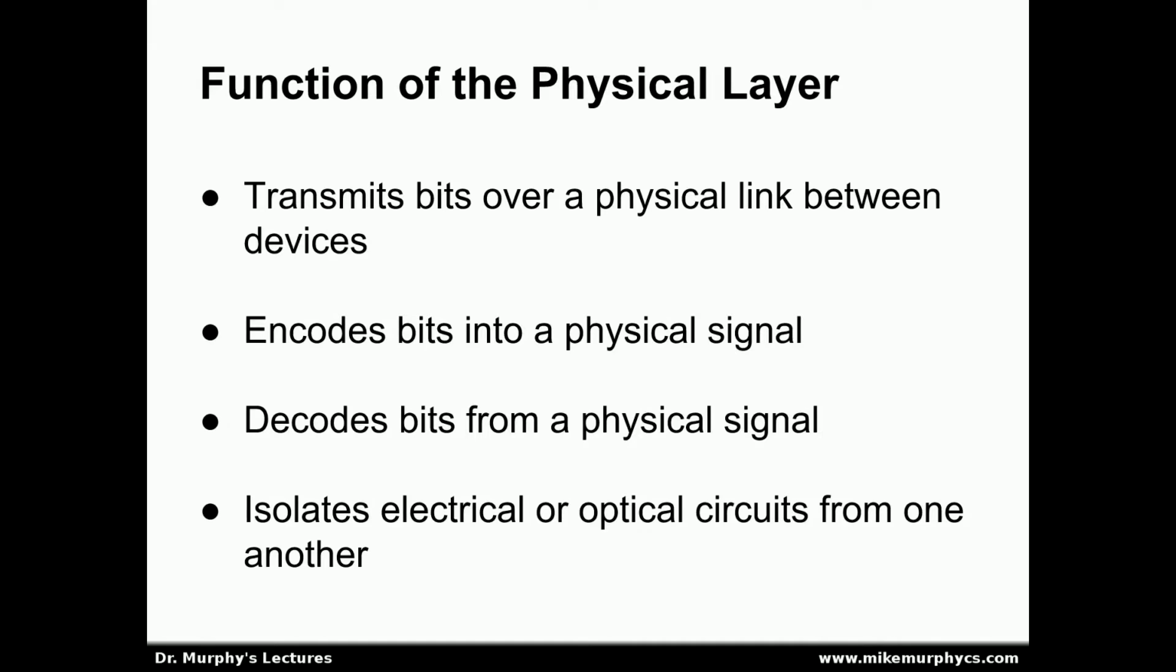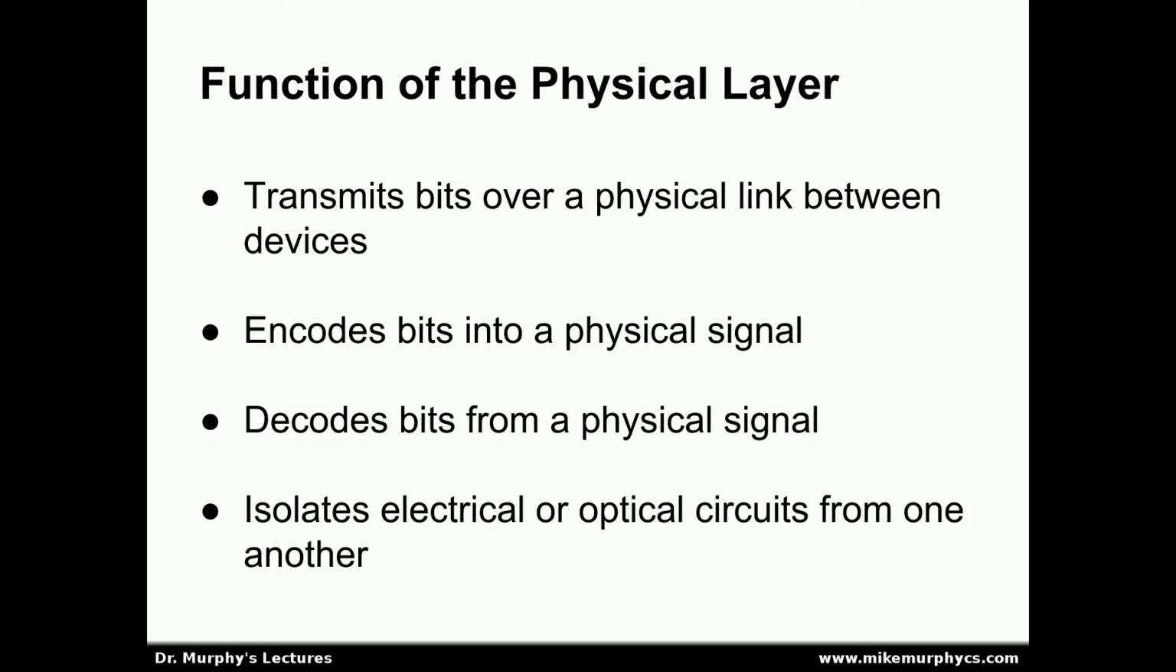The purpose of the physical layer is to transmit bits. Now, in other layers, we may talk about frames and packets and other types of data structures for organizing data that's going to be sent over the network. But at the physical layer, we're concerned only with transmitting bits. And we're transmitting these bits between physical machines, between different devices on the network.